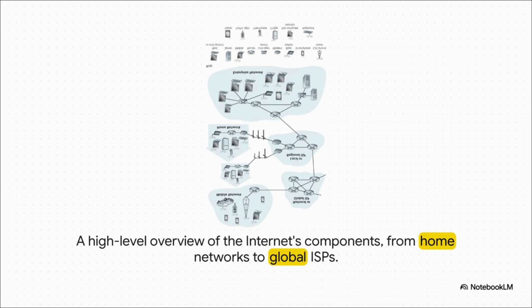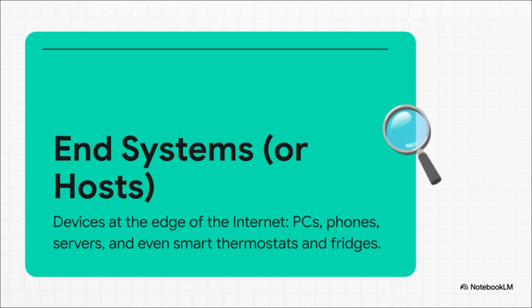Now, this image might look like a totally chaotic web of connections, but it's actually a pretty beautifully organized system. And we can break this whole global machine down into three key components that make it all tick. First up, you have what are called end systems. It sounds kind of technical, but it's just a fancy name for all the devices we actually use every day. Our laptops, our phones, even those huge servers sitting in giant data centers. They're called end systems because they sit right at the edge of the network. They're the beginning and the end of any data journey.